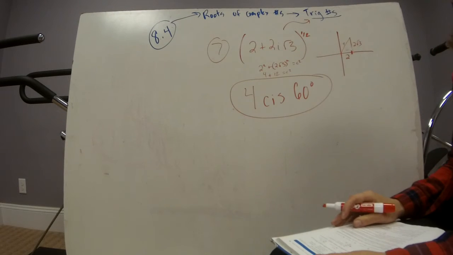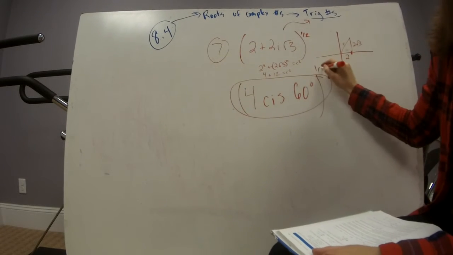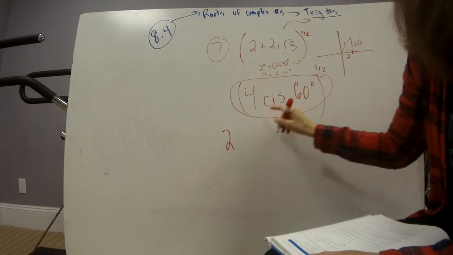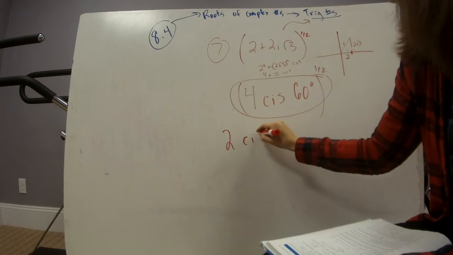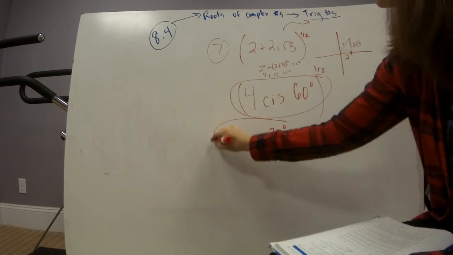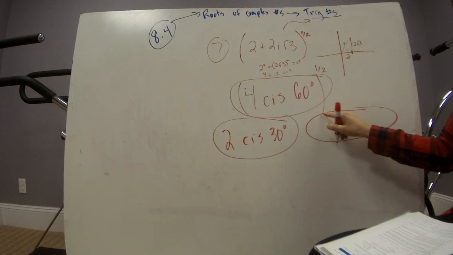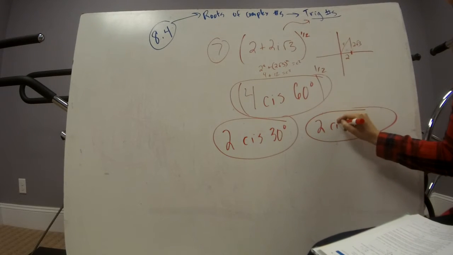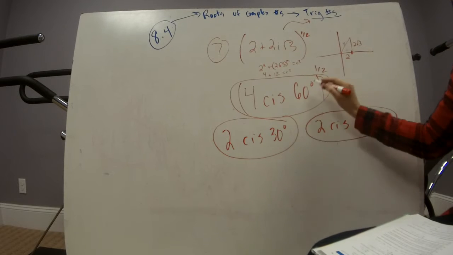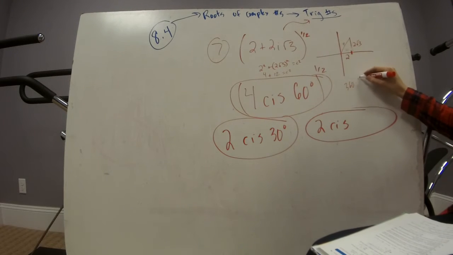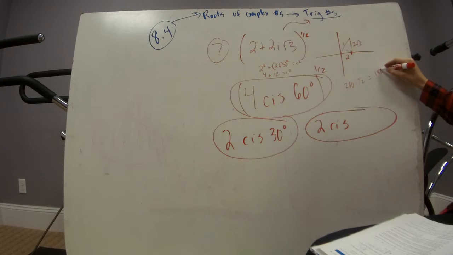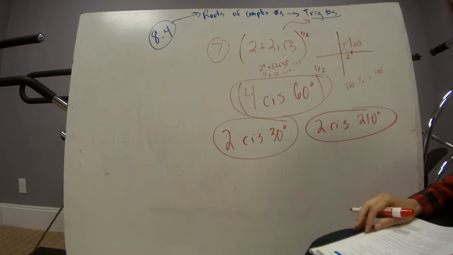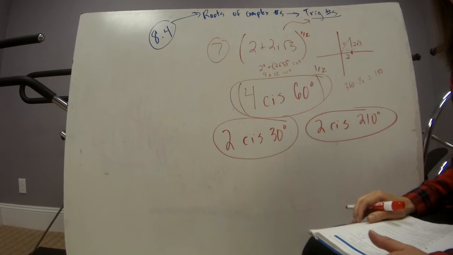And then we have to take this to the 1/2 power because we're going to do square roots. So 4 to the 1/2 is 2, and 60 times 1/2 is 30. So that's one of our answers, but we need another answer because we took a square root. So we're going to have 2 answers. 4 to the 1/2 is still 2. Now how you get the other one is you take 360 times 1/2 and get 180, and 30 plus 180 is 210.